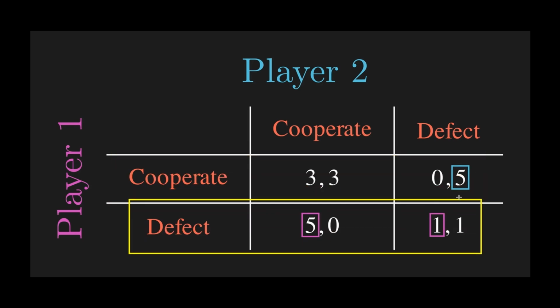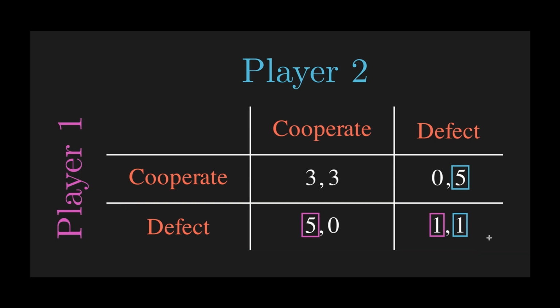Okay, so if player 1, on the other hand, instead of cooperating, chooses to defect, then player 2 is given a choice between cooperating and getting a payoff of 0, and defecting and getting a payoff of 1. So in this case, if player 1 is defecting, player 2 should also defect. So we'll put a box around player 2's best response in that state of the world.